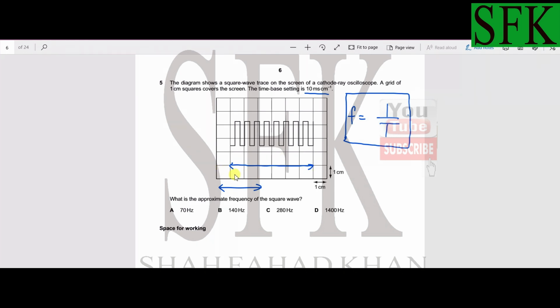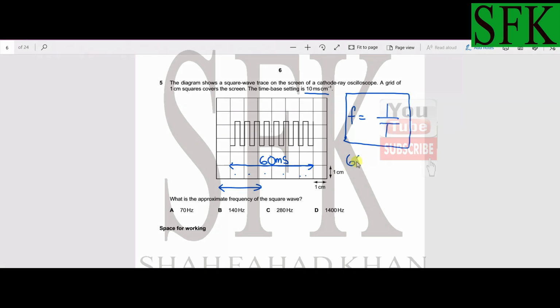Okay, how many boxes? One, two, three, four, five, six. Okay, six boxes would mean 60 milliseconds, since each centimeter, each box, represents 10 milliseconds. 60 milliseconds. And in this 60 milliseconds, how many waves do we have?